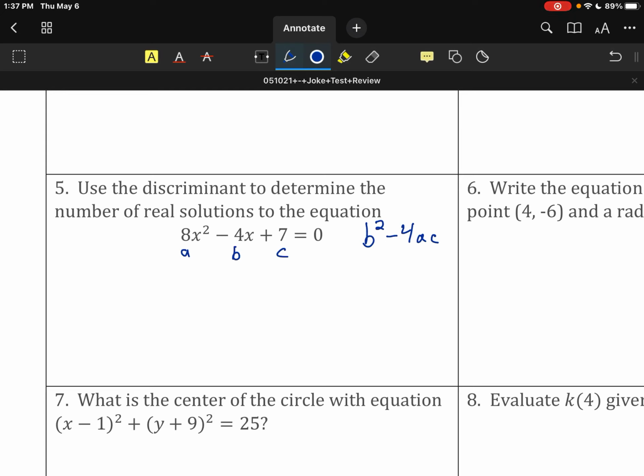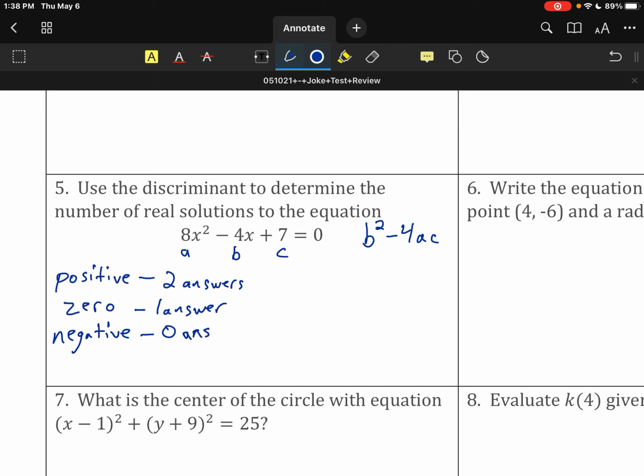If you get a positive number when you simplify all that, it's 2 answers. If you get 0, that's 1 answer. And if you get a negative number, that's 0 answers. So this is how many answers you would get based on the discriminant. Okay? So just plug in the 8 for A, -4 for B, and the 7 for C, and then simplify.